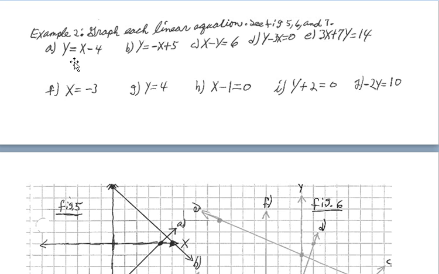To get the x-intercept for this graph, we let y equal to 0, and if y is equal to 0, solving for x, we get x equal to 4. So the second point for the graph for A becomes 4, 0.